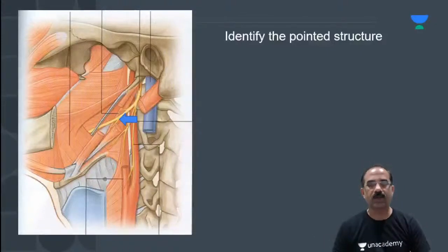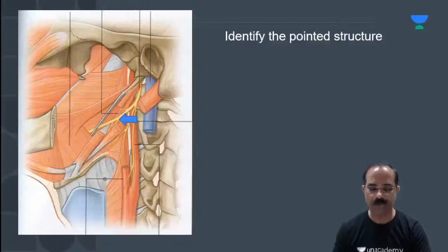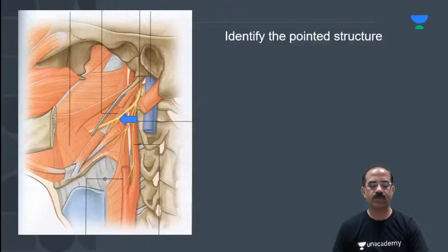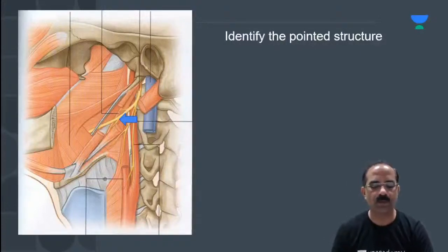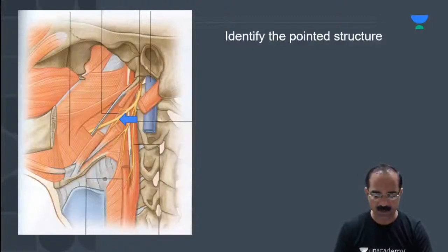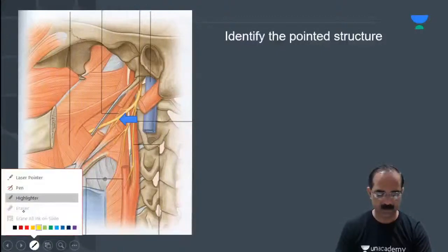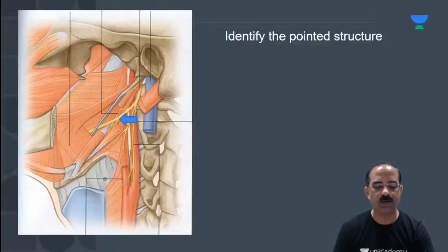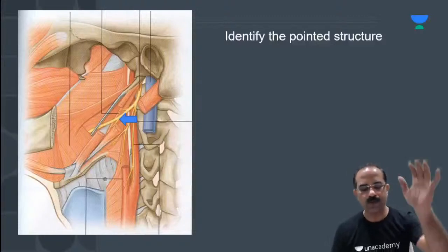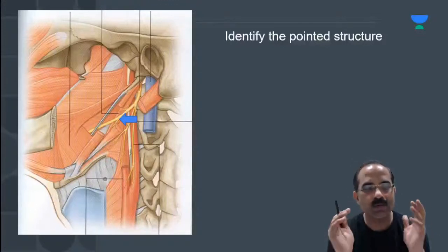What is this pointed structure? Anyone? Come on. You can guess, students, no problem. What is this area that you will be looking at? Inferior alveolar? No, it's not inferior alveolar nerve. Good that you've answered, Kirti. Try, students, so that if you make a mistake, you will always remember this.